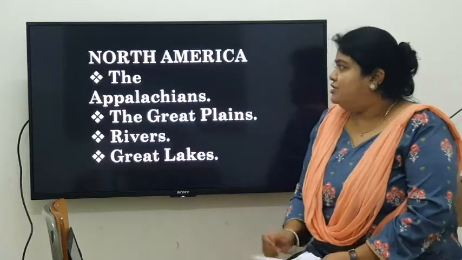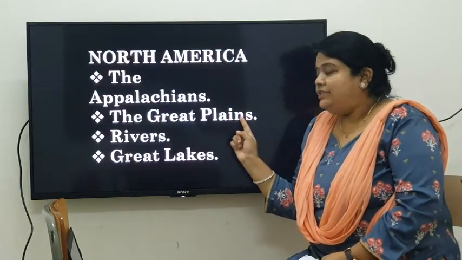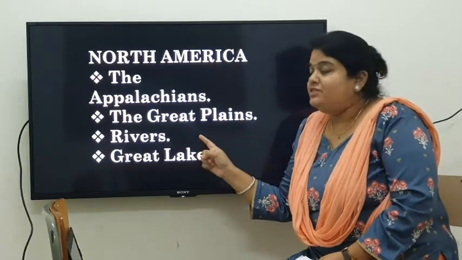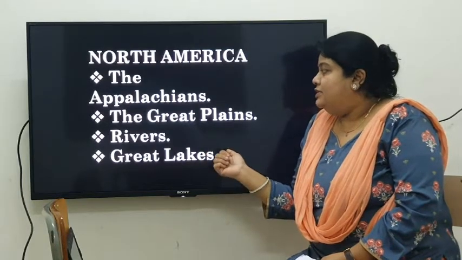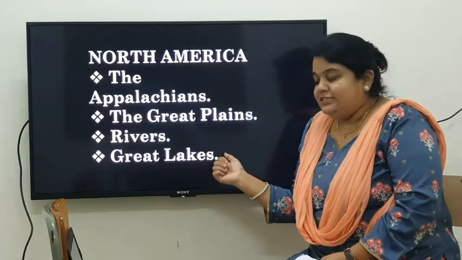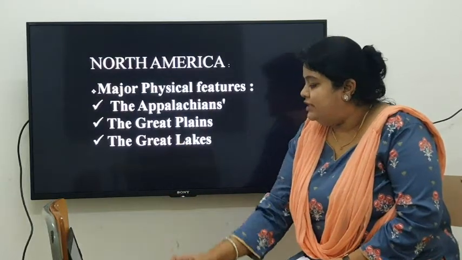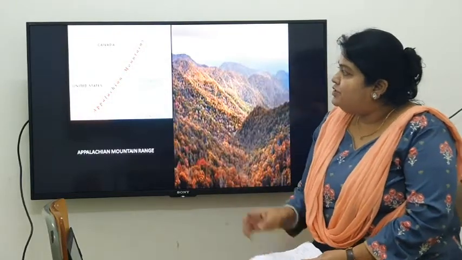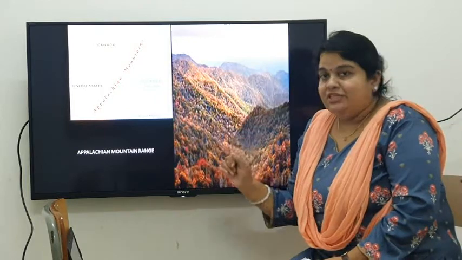In today's class, we'll check for the Appalachian Mountain ranges, the Great Plains, which are also known as Central Lowlands. We'll check for the important rivers which are draining the continent of North America, and we will see the importance of Great Lakes. So these are the three important physical features on which we will focus. Coming towards the first important physical feature for today's session is the Appalachian Mountain Range.